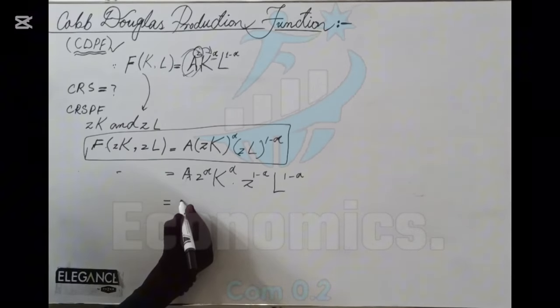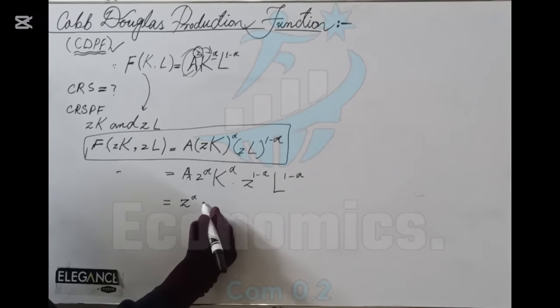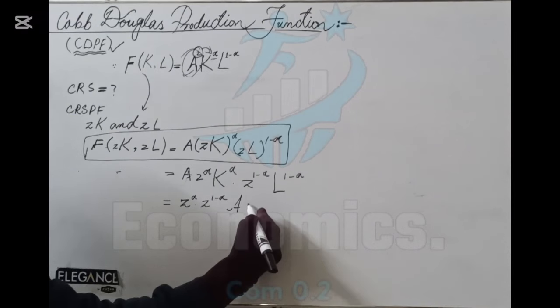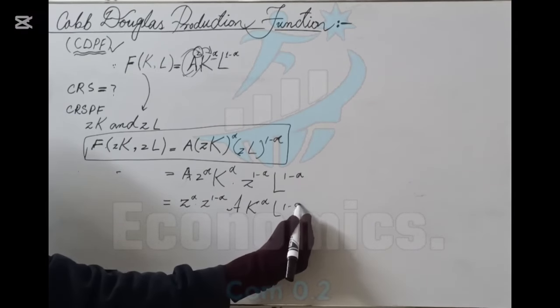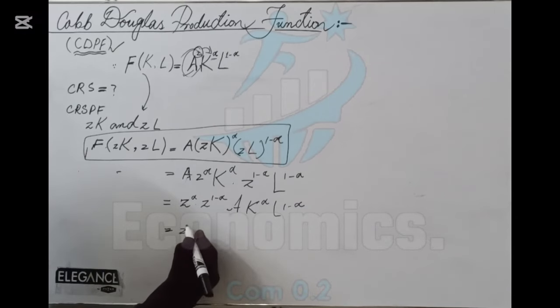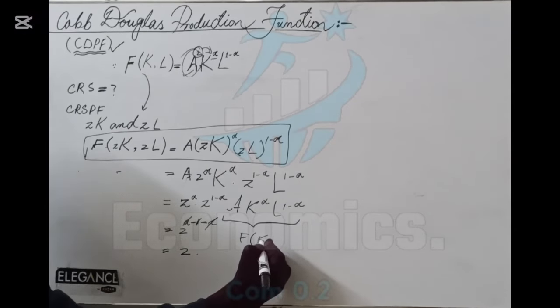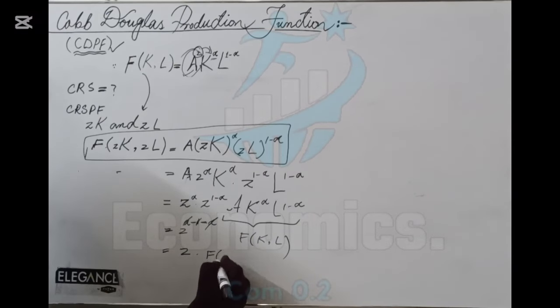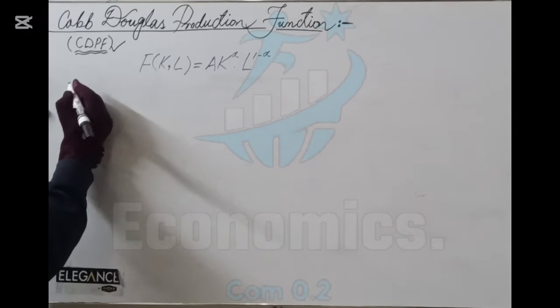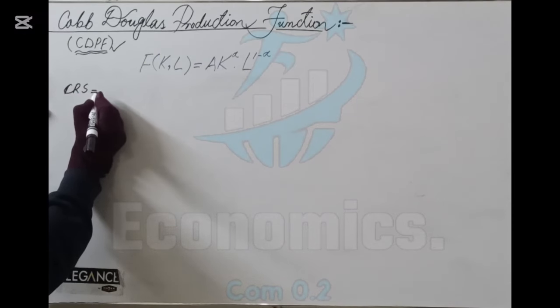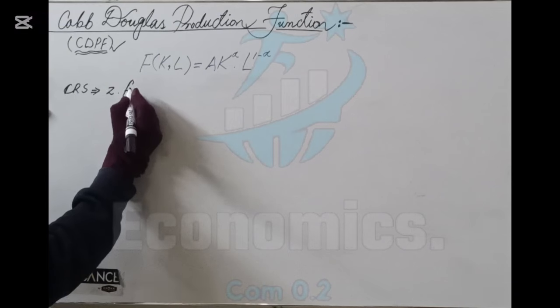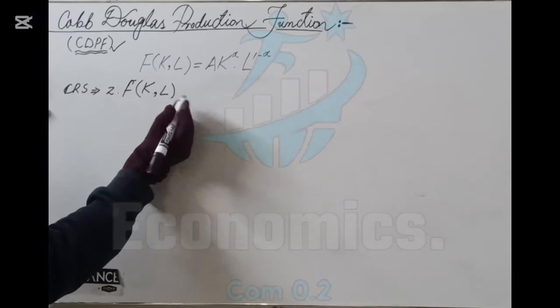So if we arrange them, Z to the alpha times Z to the 1 minus alpha, times A, K to the alpha, L to the 1 minus alpha. The exponents alpha and 1 minus alpha add up to 1, so we are left with Z. This is the original Cobb-Douglas production function, F of K and L. So the Cobb-Douglas production function is indeed constant return to scale, because Z times the function of capital and labor works out perfectly.